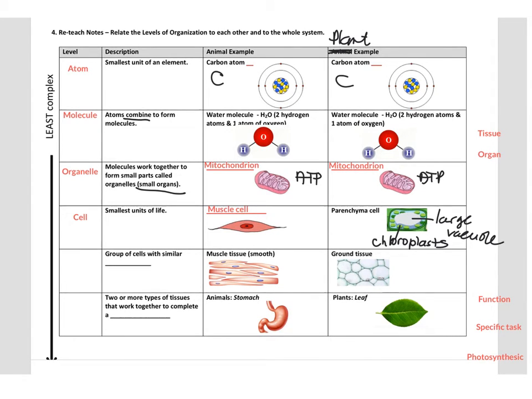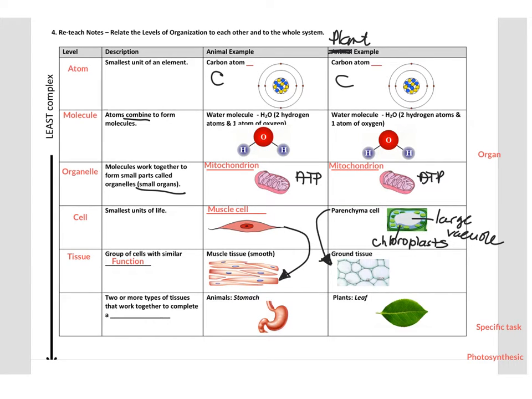The next level is tissue, and tissue is a group of cells with similar function. For example, muscle tissue in animals. So lots of muscle cells grouped together, they all perform the same function and they make up tissue. In plants, parenchyma cells group together to form a ground tissue. So as you see, plants also have tissues, not only animals.